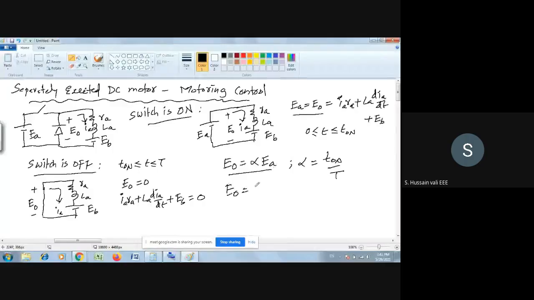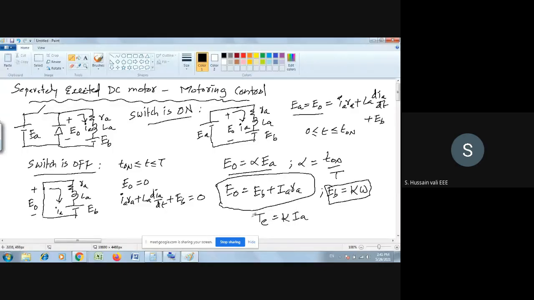So now we will recall this equation. The input voltage to the armature is nothing but EB plus IA RA. This is the motor equation. Now how do you write EB? I can write EB as some constant K into omega. This is the back EMF in terms of omega. Similarly, for this separately excited DC motor, how can I write the electromagnetic torque TE? I can write K into IA.